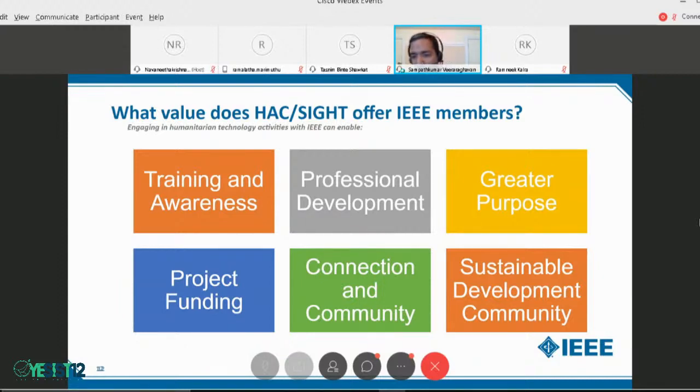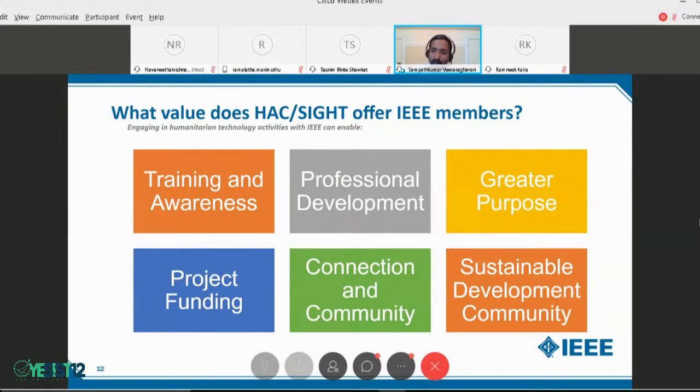These are two critical factors, and in a way it provides greater satisfaction to each of us, right? And secondly, SIGHT membership is free, and we provide training and awareness programs through workshops. And if you have not taken our online courses, which are freely available in the ILN, the IEEE Learning Network, take a look at it. We provide a lot of educational content to equip you to gain the right level of skill set to drive projects in the sustainable development space.